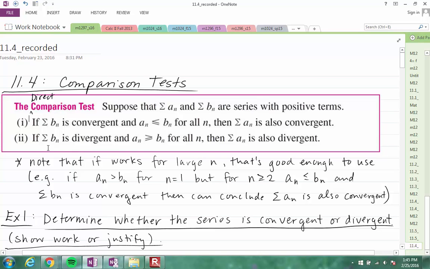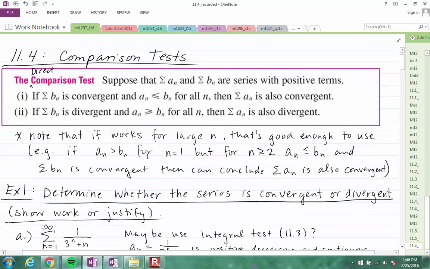Next part, if the sum of b sub n is divergent and a sub n is greater than or equal to b sub n for all n, then the sum of a sub n is also divergent. So it kind of goes back to the same reasoning. We have positive terms, so when we're talking about the sum of b sub n being divergent, it's going to infinity presumably, and if we have all the a sub n terms greater than the b sub n terms and the sum of b sub n is divergent, then that is acting like a lower bound for the sum of a sub n, which also has to be divergent. So that's the idea.